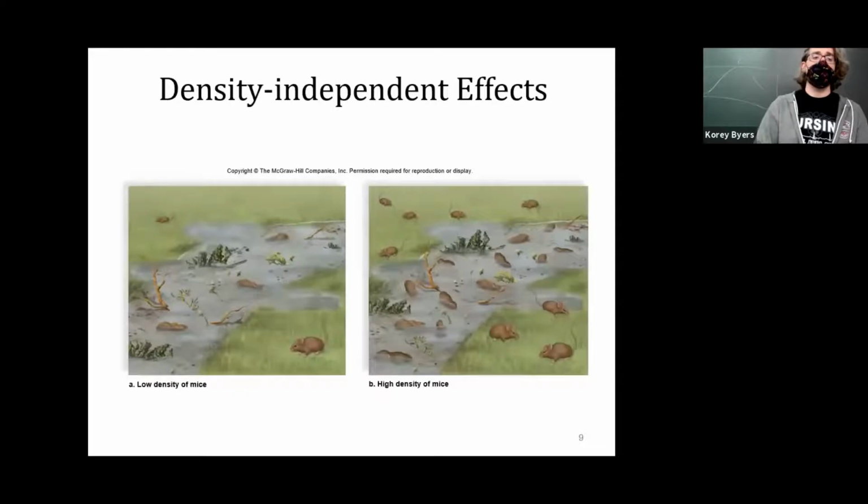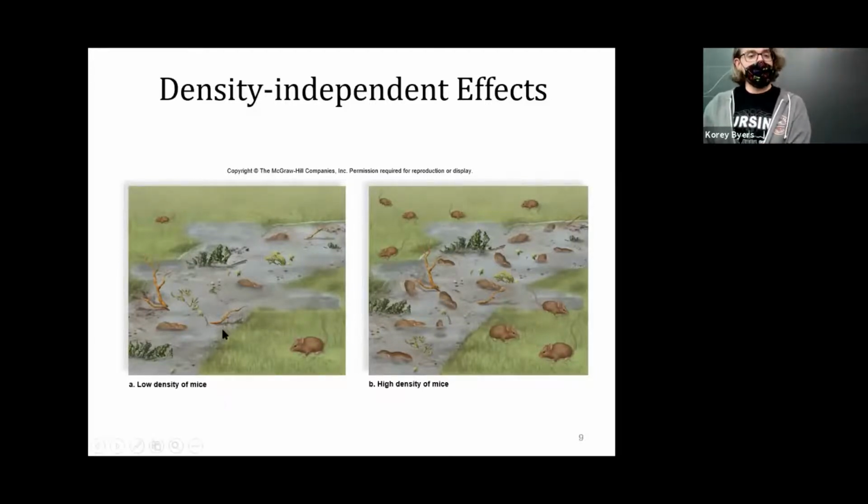And so these pictures are kind of silly. I keep them in the book because I think they're funny. Your book uses them, but they're trying to show you, here's a low density of mice, high density of mice. If a flood comes through, it doesn't care what's in that path. It's affecting everybody the same. It's a density independent factor.